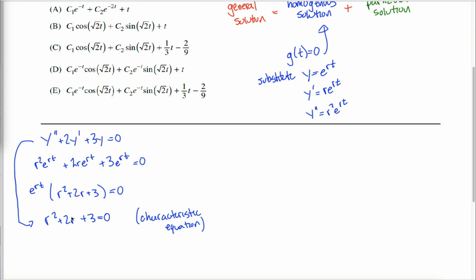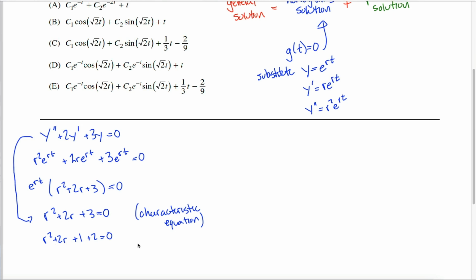We solve this equation for r, and then plug in those two roots into this substitution, and our answer is just a linear combination of those two exponentials. So generally, it's a really easy process. Unfortunately, in this specific example, the roots are going to be complex. All right, you can use the quadratic formula if you want, but I kind of prefer to complete the square.